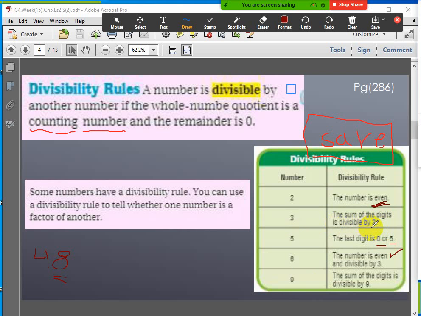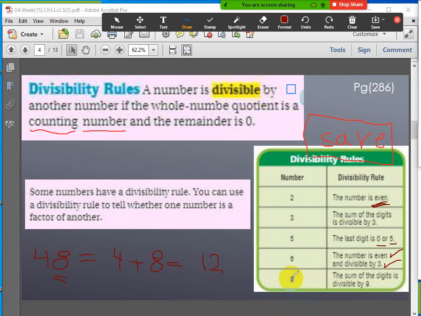To make this number divisible by 3, the sum of the digits must be divisible by 3. So let's take the sum of the digits. 4 plus 8. No, not multiply. 4 plus 8 equals what? Equals 12. Can I divide 12 by 3? Yes, I can divide 12 by 3. That means the second condition is done also. So the number is even and divisible by 3. So this number is divisible by 6. Of course, I have to save this rule.